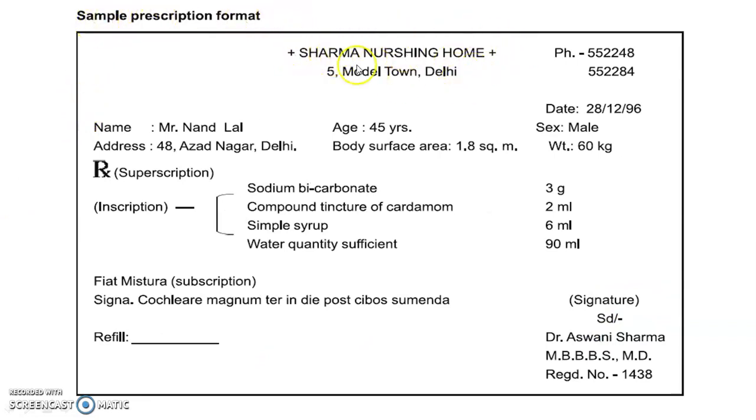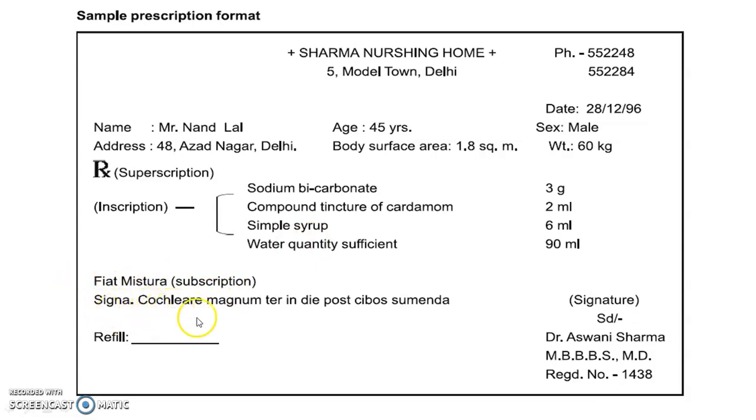Here is the name of the pharmacist or that pharmacist office, then phone number is given. This is the patient information: name, age, sex, address, body surface area, weight, superscription, this RX symbol, inscription. Let's see here, the formula should be written, the name of all API with all excipients including their strength, that is concentration, quantities too. Then Fiat Mistura, which is a subscription.